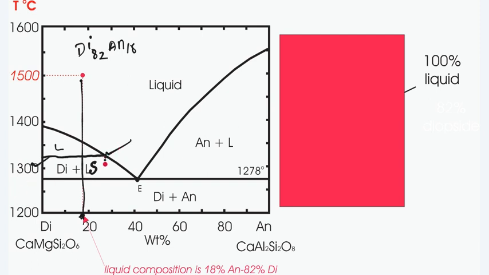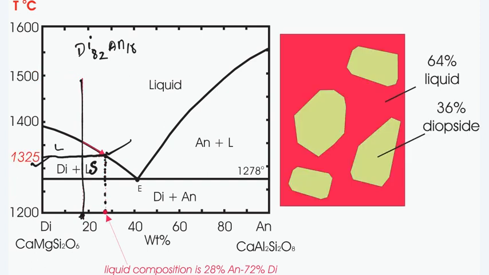This is the point where our liquid is situated. You can draw a perpendicular here, using the lever rule, and it will give the liquid composition: how much diopside and anorthite are in the liquid. It is diopside 72, anorthite 28%. Then at this end, diopside is 100, anorthite is 0. These are the three compositions we have here.